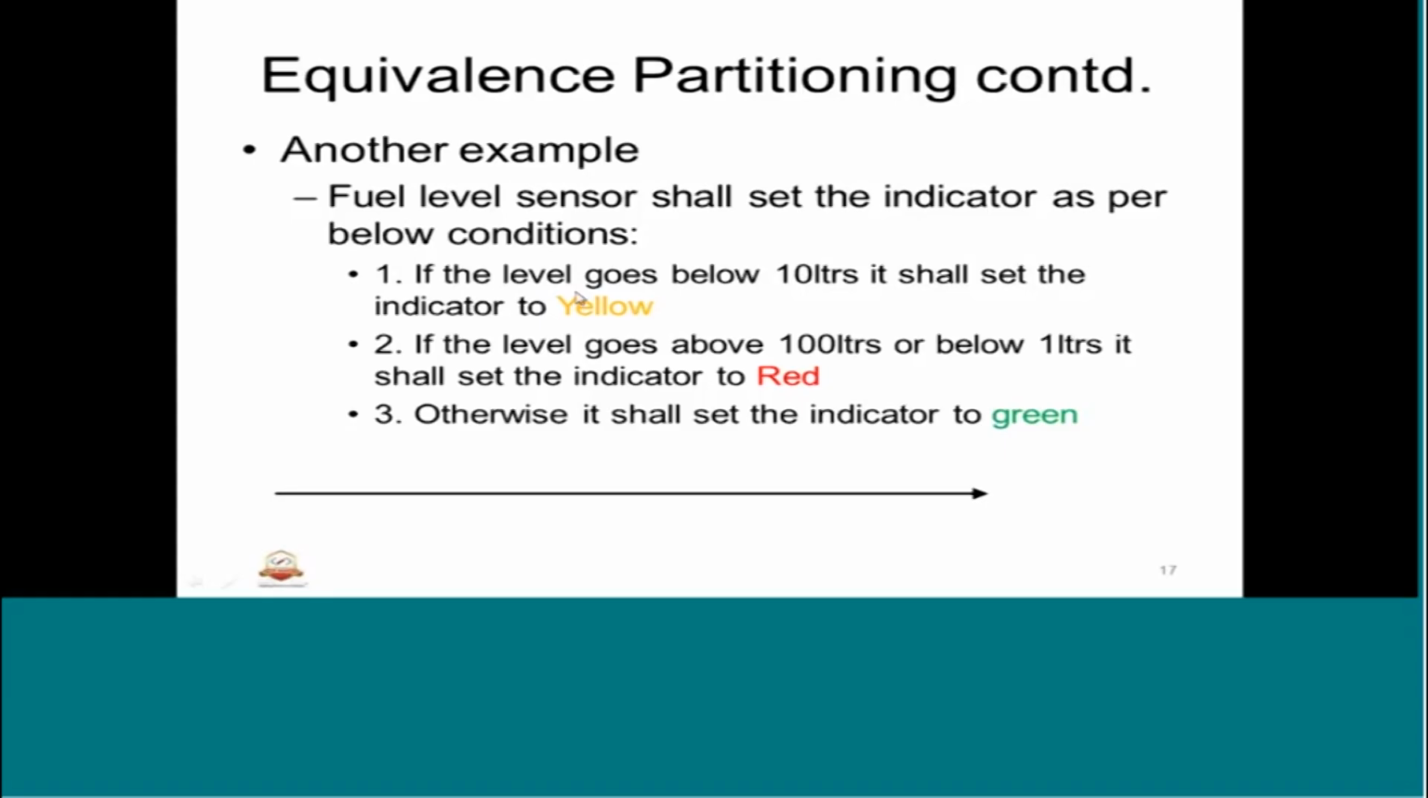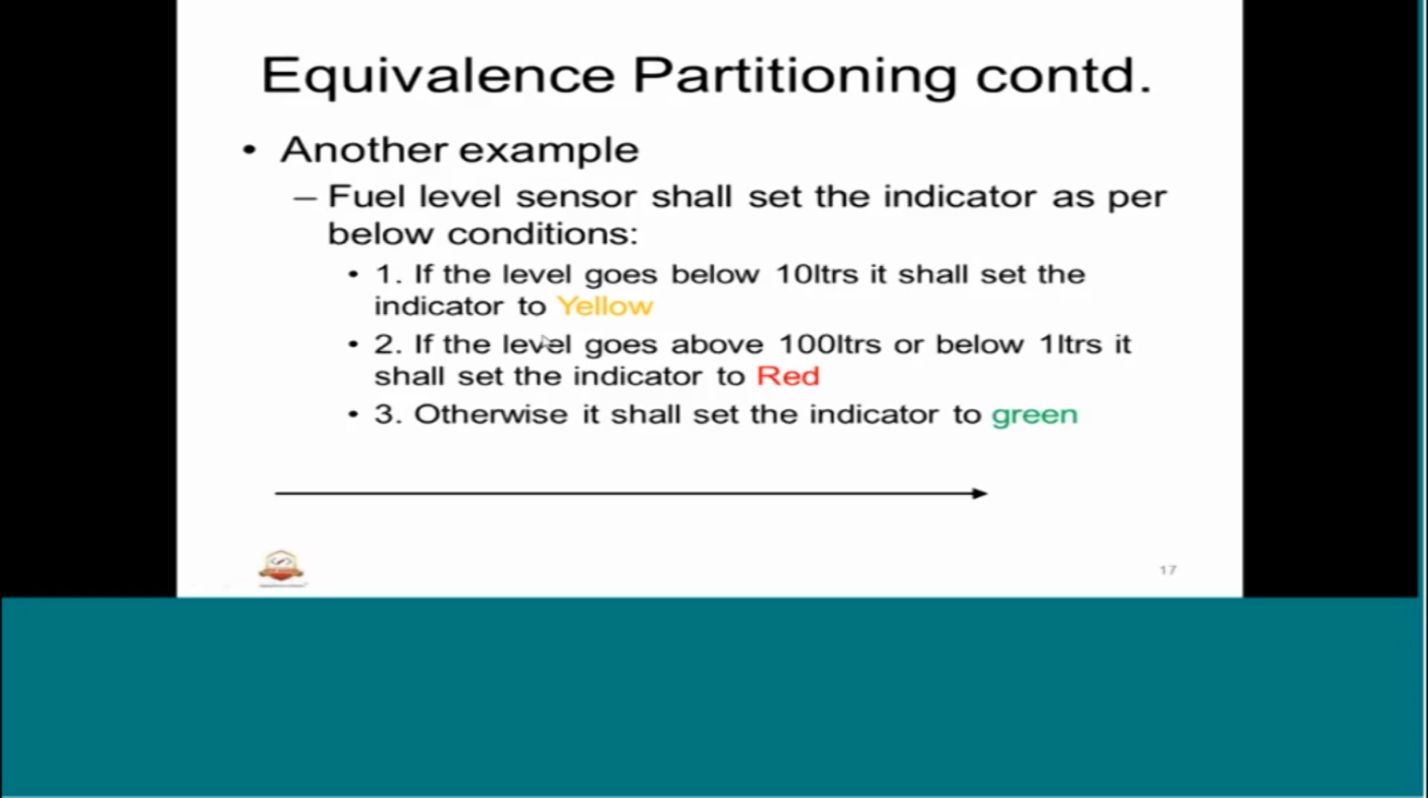If the level goes below 10 liters, it shall set the indicator to yellow. If the level goes above 100 liters or below 1 liter, it shall set the indicator to red. Otherwise, it shall set the indicator to green. So what it means here is that from 10 to 100 liters, we have the indicator set as green, and above 100 or below 1 liter, it shall set as red. The one below 10 and above 1, it will set as yellow.